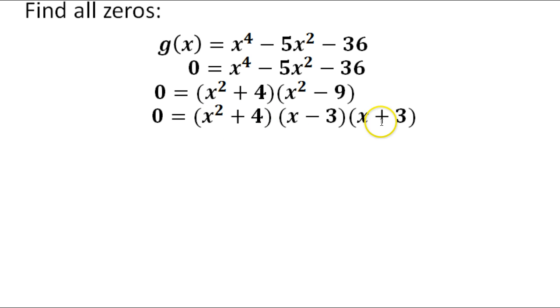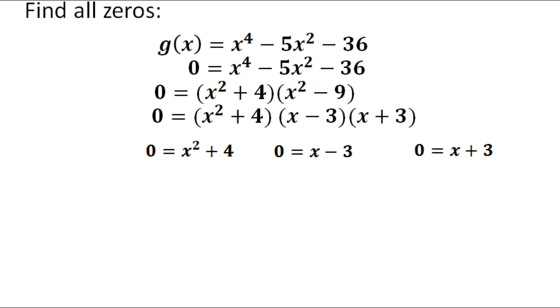So now we have 3 different components here, and these are all multiplied together to give us 0. So what we're going to do is set each one of these individually equal to 0. So we're going to go x squared plus 4 equals 0, x minus 3 equals 0, and x plus 3 equals 0. And I got that from each one of these components here. We set each of those equal to 0. Now what we're going to do is actually solve each one of them.